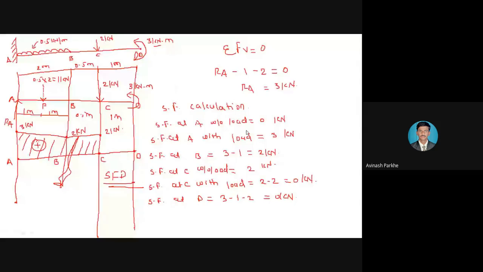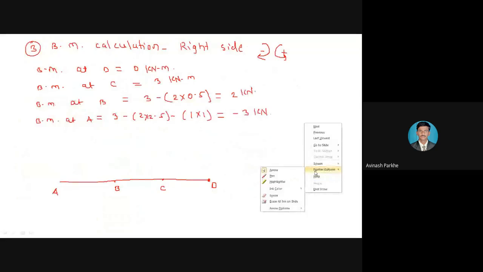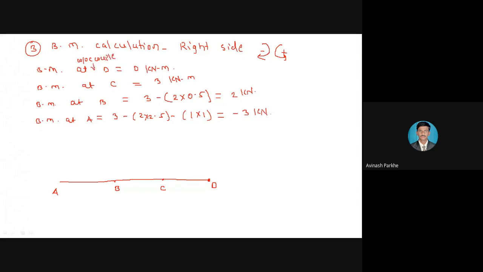Without couple is equal to 0, no problem. But what is the value for the with couple? 3 kilonewton meter. So here one step we forgot to write, that is the bending moment at D without couple. Without couple, 0 kilonewton meter, no problem. But next, BM at D with couple.